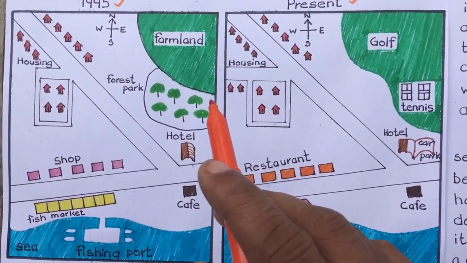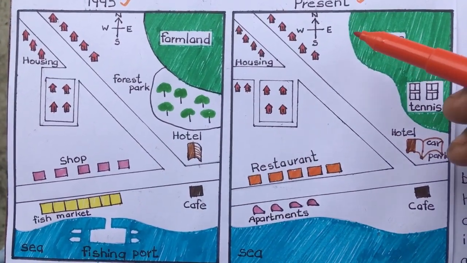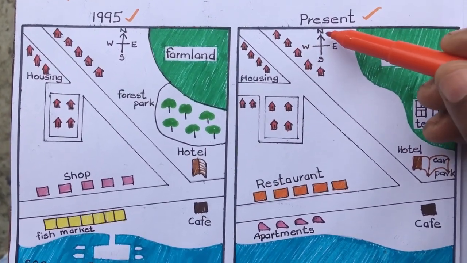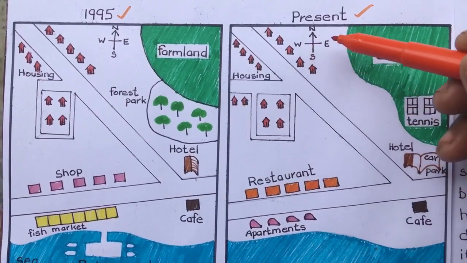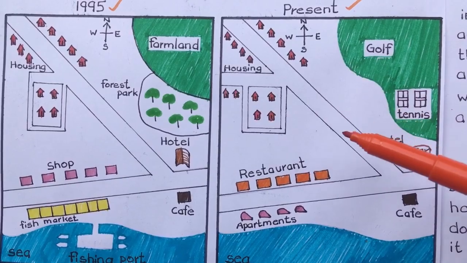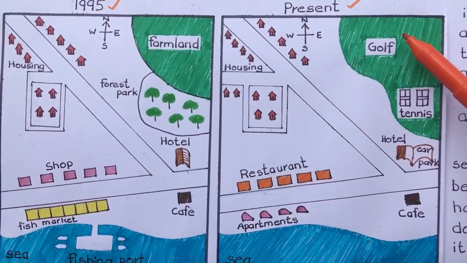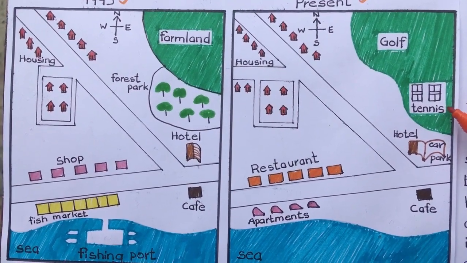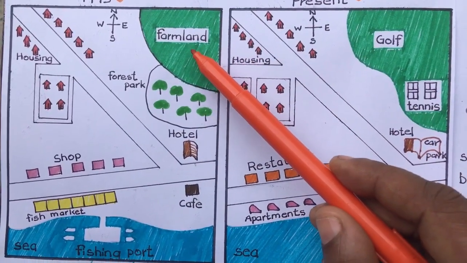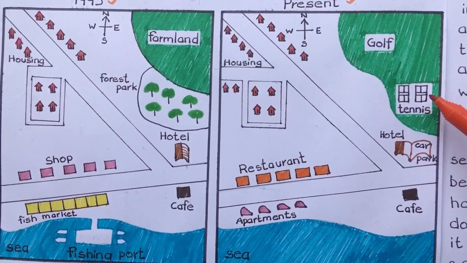When we write about a diagram or map, you have to look for the signs, especially north, south, east, west, because the direction is most important. So here, earlier in 1995 it was farmland. However, at present it is a golf course with some tennis places. We do not know exactly, but we can understand farmland was replaced with a golf or tennis club or something like that.